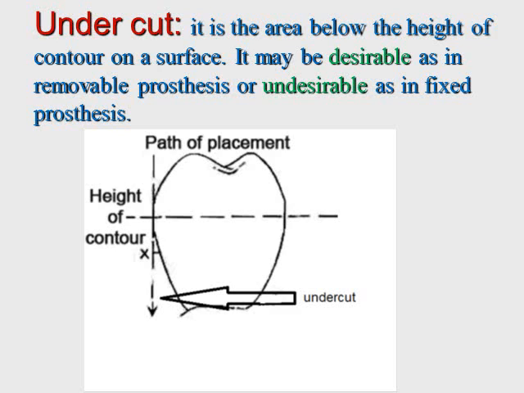So this undercut is an area below any convexity on the tooth. It is very important to remove it in fixed prosthesis work.